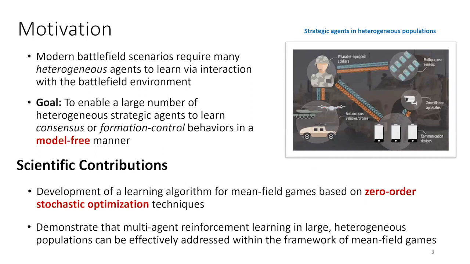So the motivation for this work is that we are taking a look at modern battlefield scenarios, which require many heterogeneous agents to learn via interaction with the environment. So basically, there are many different kinds of agents in a battlefield environment, and they are trying to interact with each other and learn through this interaction. The goal of this work is to enable a large number of heterogeneous strategic agents to learn consensus or formation control behaviors in a model-free manner.